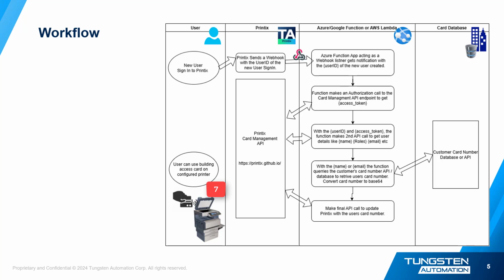With this, now the user who has just signed in on their PC or mobile device will be able to go to a printer configured with card reader and Printix Go to authenticate themselves with the building access card and release their secure print jobs. Let's see this in action.